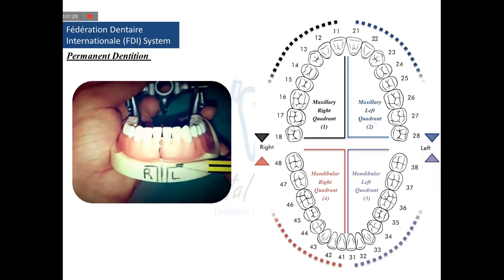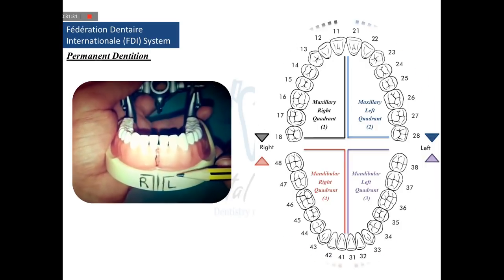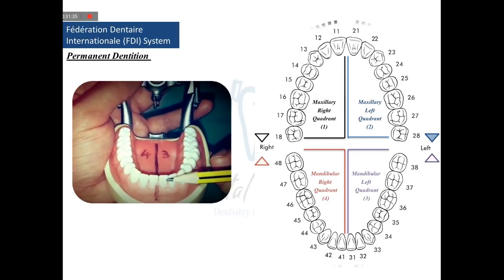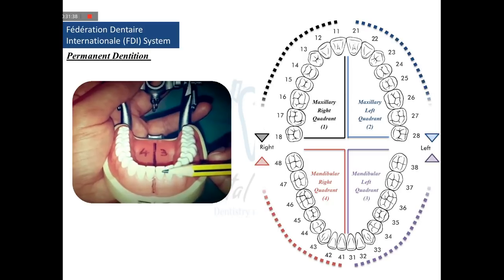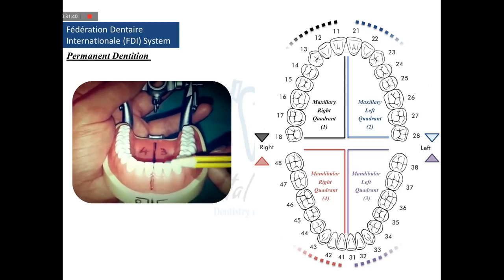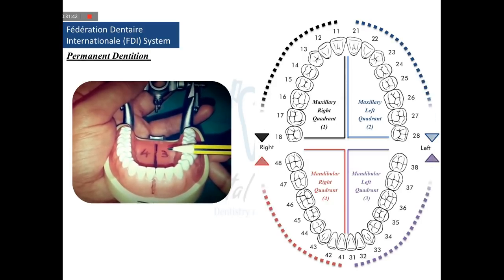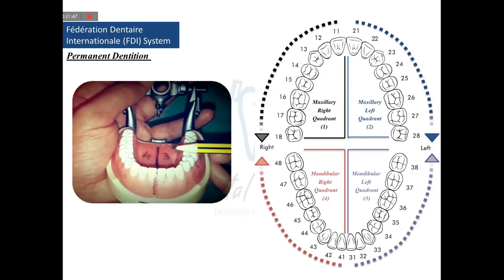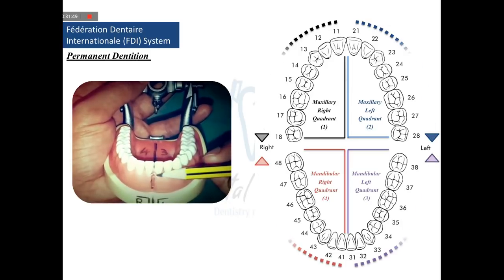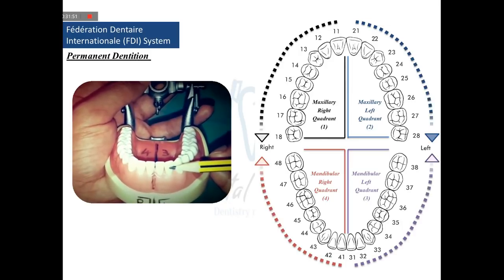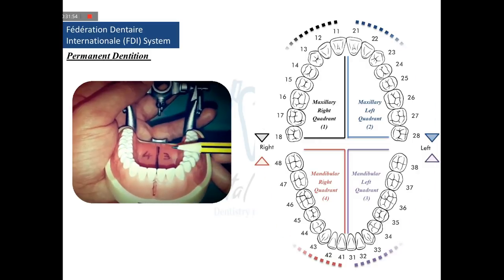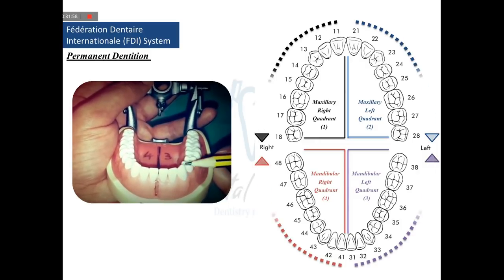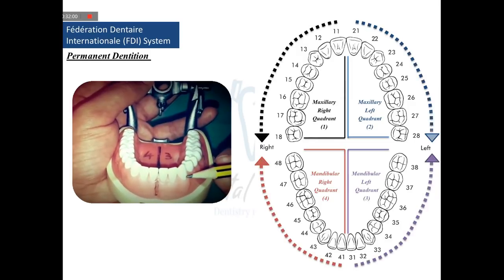Now when we go for the mandibular left quadrant, we start to count the teeth from the midline. So marking the mandibular left quadrant from the midline, we mark it as quadrant number 3. So the mandibular central incisor will be marked as 3-1, because the central incisor is the first tooth from the midline. Then 3-2 for the lateral, because it's the second tooth from the midline. 3 is the quadrant number. 3-3 for the mandibular left canine, because it's the third tooth from the midline.